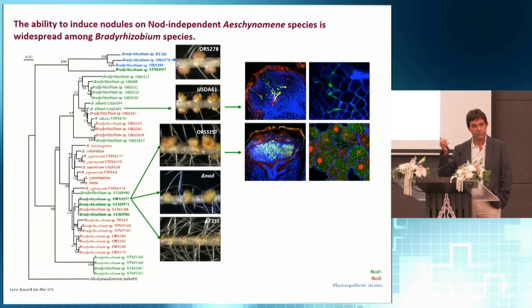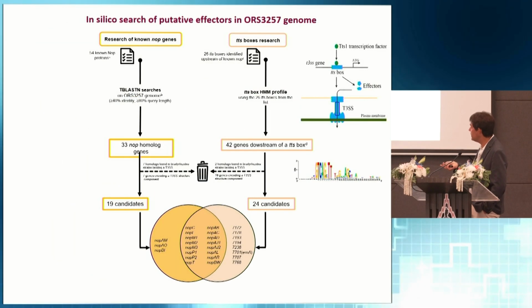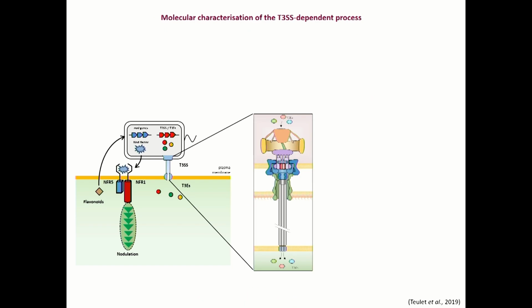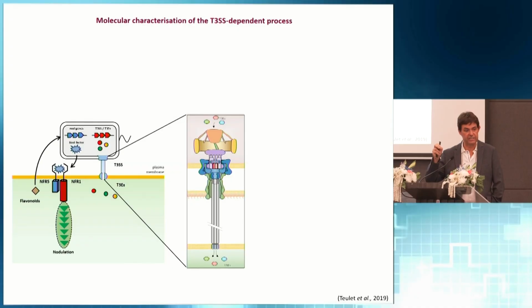To progress in understanding which effectors are required during this process, we focused on the strain ORS3257 as a model. To make a long story short, it was possible, thanks to the genome, to predict which are the putative effectors translocated by the type 3 secretion system machinery. By mutating these different effectors one by one, we could find the ones that play an important role during this symbiotic process. And like that, we have shown that this symbiotic process relies on a cocktail of 5 effectors that play complementary and synergistic roles.